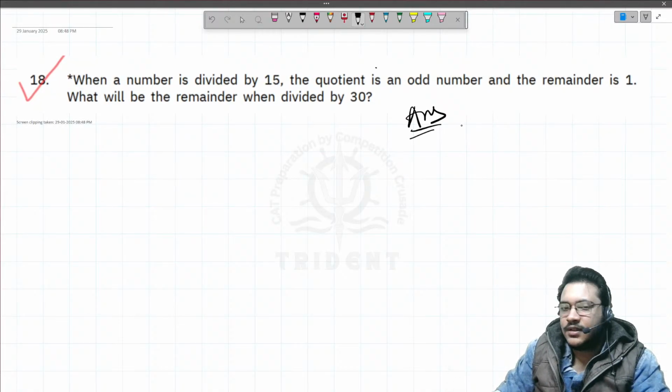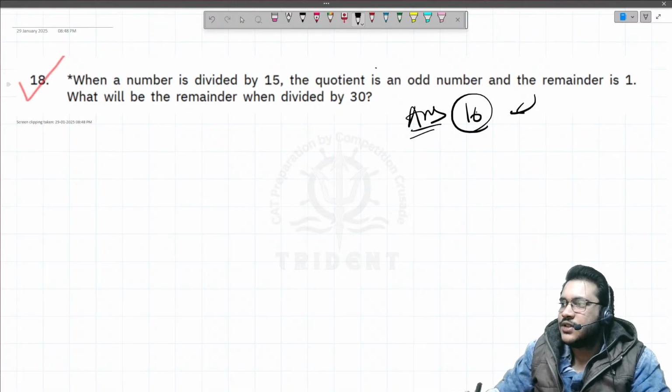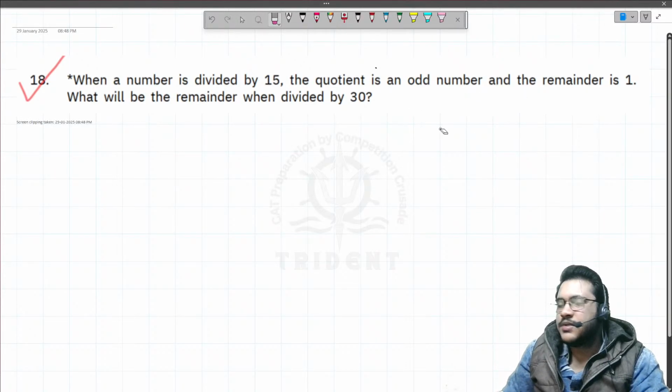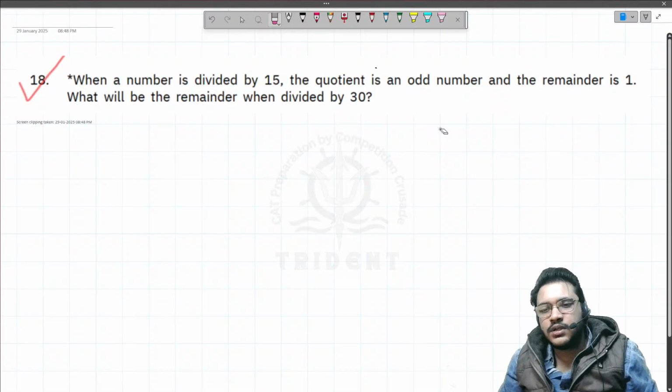So this is the answer. I'm not giving the solution. Probably you can try this out on your own. And if it seems difficult, obviously a simple Google search will give an answer.